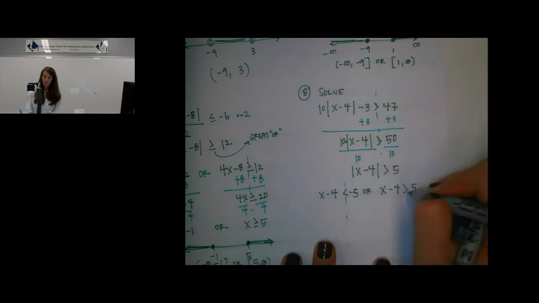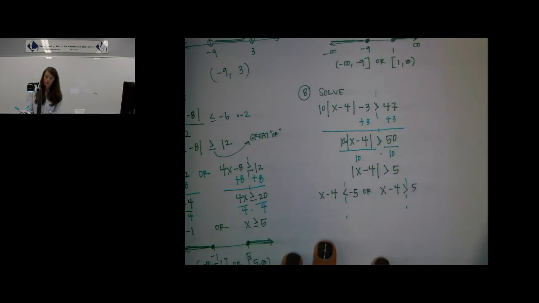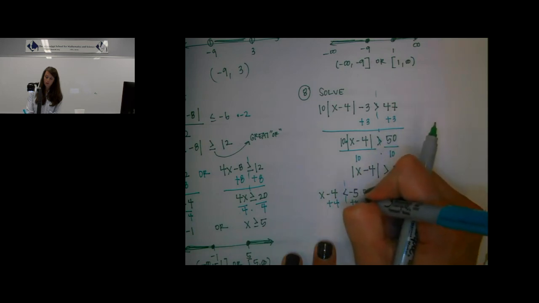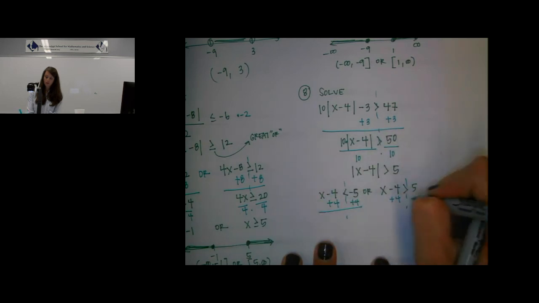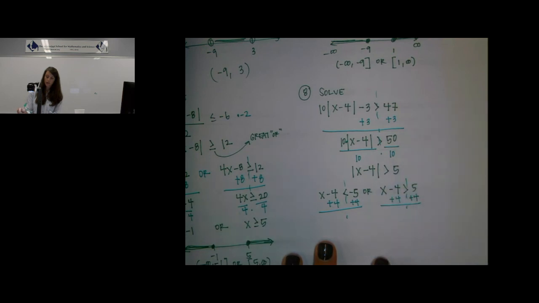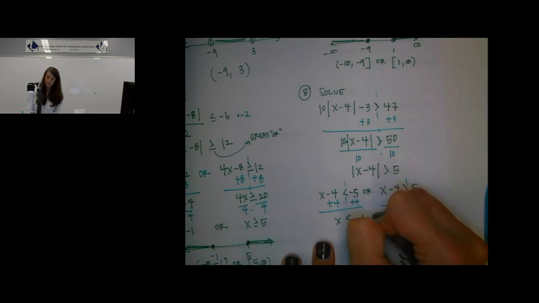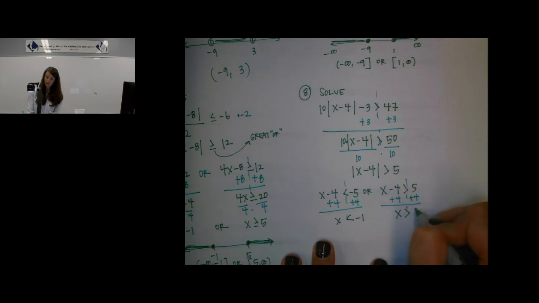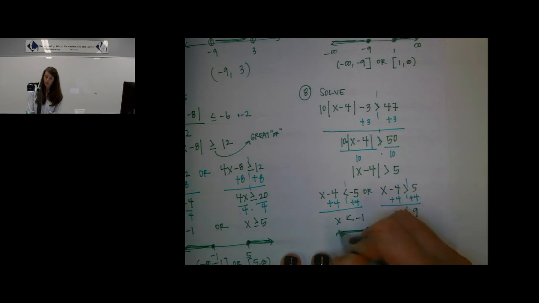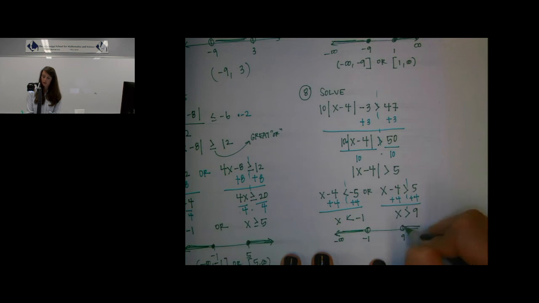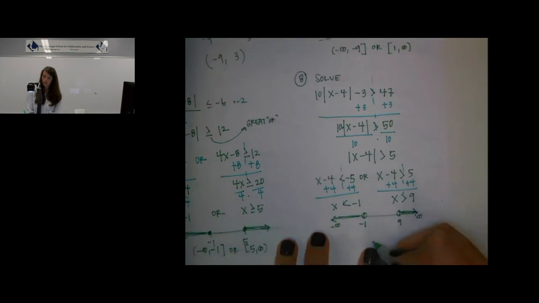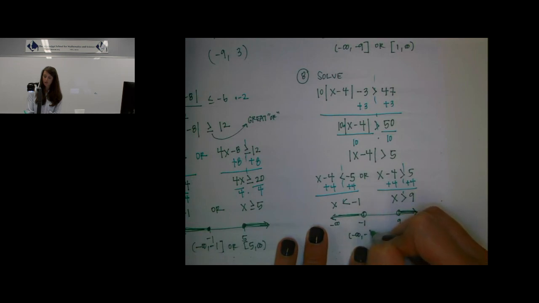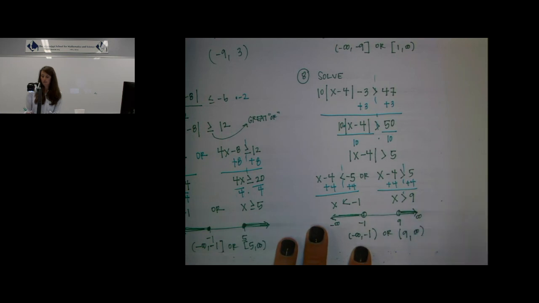Okay, so I'll solve both of those. So add 4 to both sides here. Really, just go ahead and do it to both of those. So x is going to be less than negative 1, or x is going to be greater than 9. So at negative 1, you'll have an open circle, everything to the left. And x is greater than 9, so everything to the right. So this will be negative infinity to negative 1, or 9 to infinity.